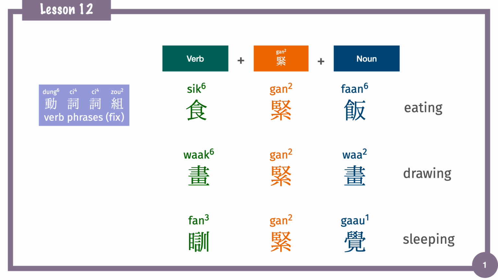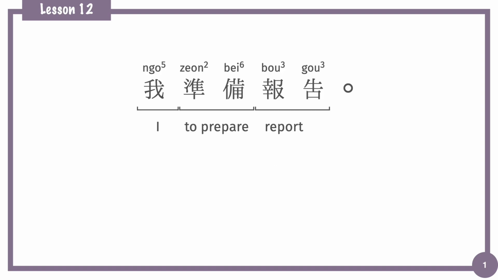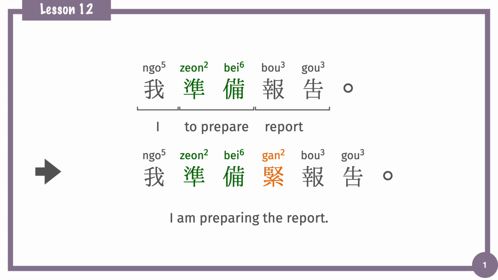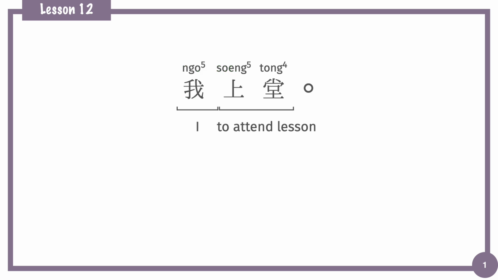Okay, let's try to put them in the sentence, such as 我準備報告. I prepared the report. And 準備 is the verb, it's a two-syllable verb, and the verb cannot be separated. So to change it to the ongoing progress, we just need to add 緊 after the final word of the verb, and it becomes 準備緊. 我準備緊報告. I'm preparing the report.